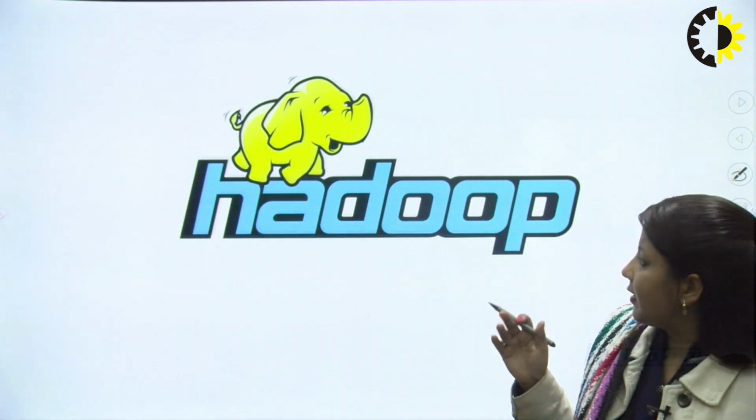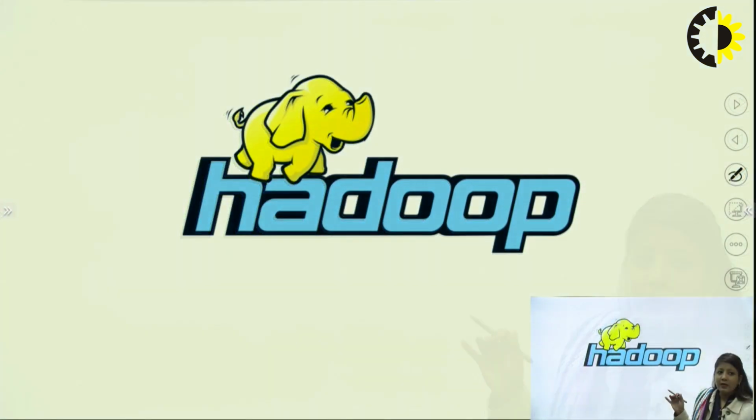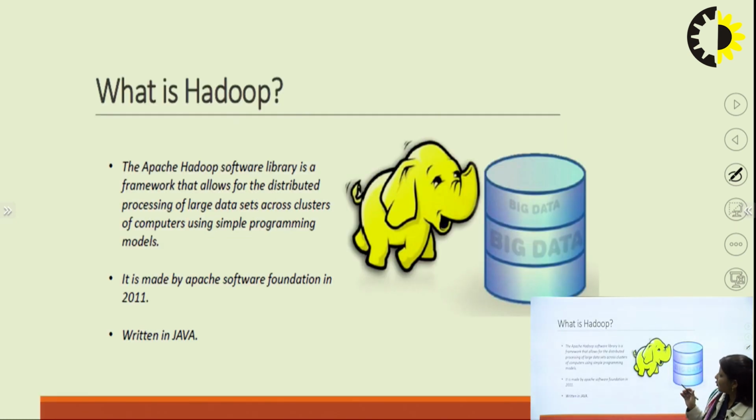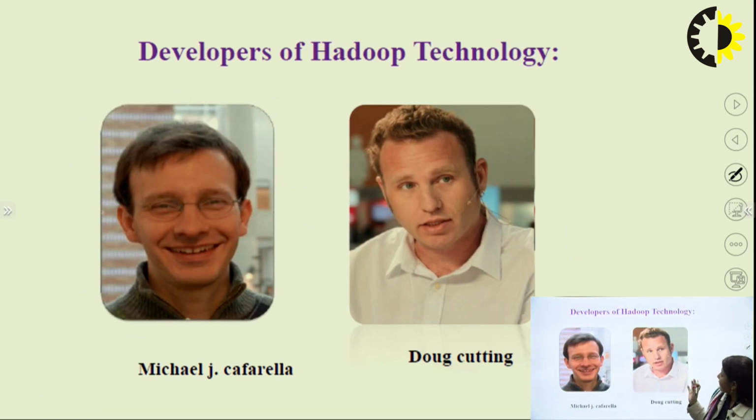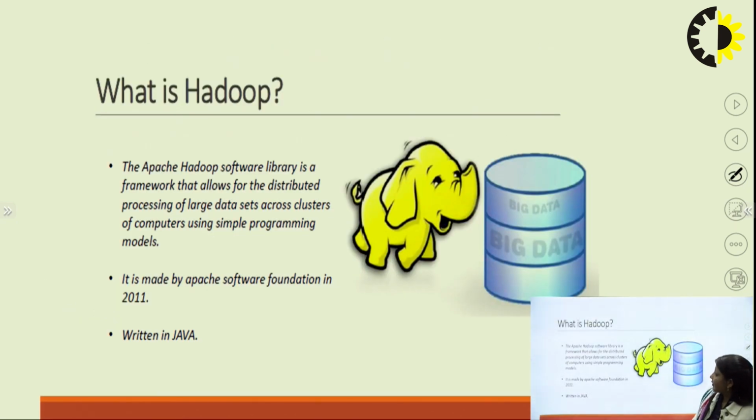So this is the symbol of Hadoop. This small elephant has a reason. The developers of Hadoop technology are Michael Cafarella and Doug Cutting. The elephant symbol was taken from his son, who had a toy elephant, and he gave the symbol of the elephant to the Hadoop technology. So we will understand what this is.